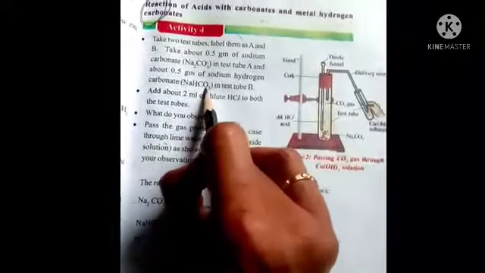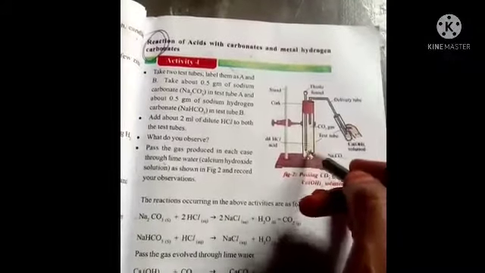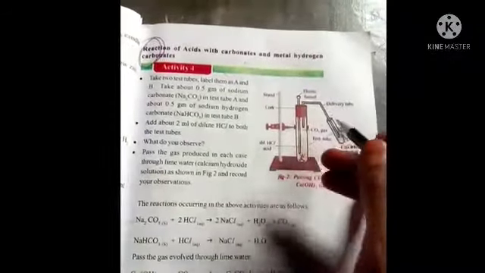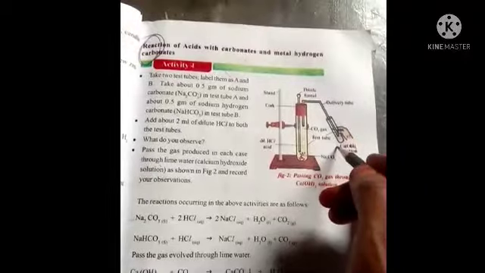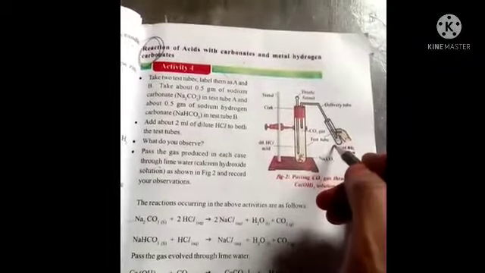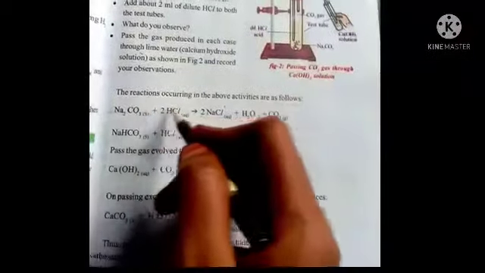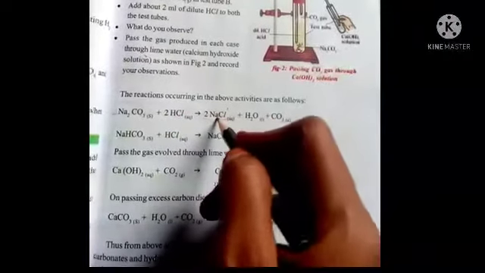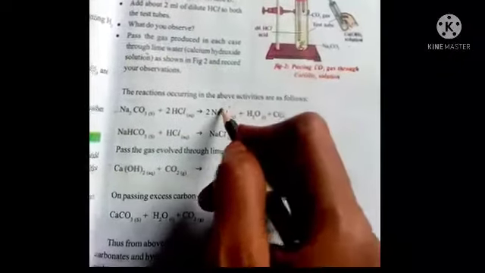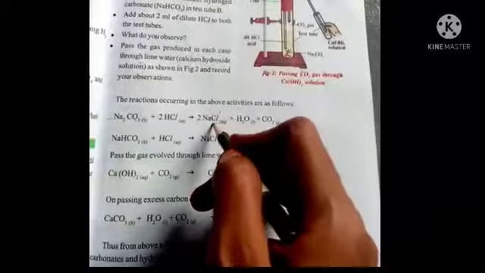Acids react with carbonates: sodium carbonate, and next, sodium hydrogen carbonate. Here we take HCl, hydrochloric acid, and sodium carbonate. After the reaction we can find carbon dioxide gas and a precipitate. After the two chemicals react, we get a powder-like substance, which is called the precipitate.